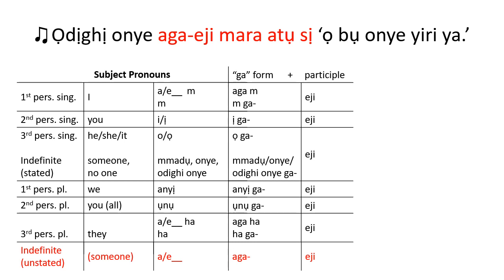To drive the point home, here are some examples. Right now, there's an unnamed subject that causes us to use the unstated indefinite form. If, however, a subject is named after Ọdị ghị Onye, this is what it would be. For I, Ọdị ghị Onye agam eji or Ọdị ghị Onye m ga-eji. For you, Ọdị ghị Onye ị ga-eji, and so on and so forth. But with an unnamed pronoun, it is Ọdị ghị Onye ageji.